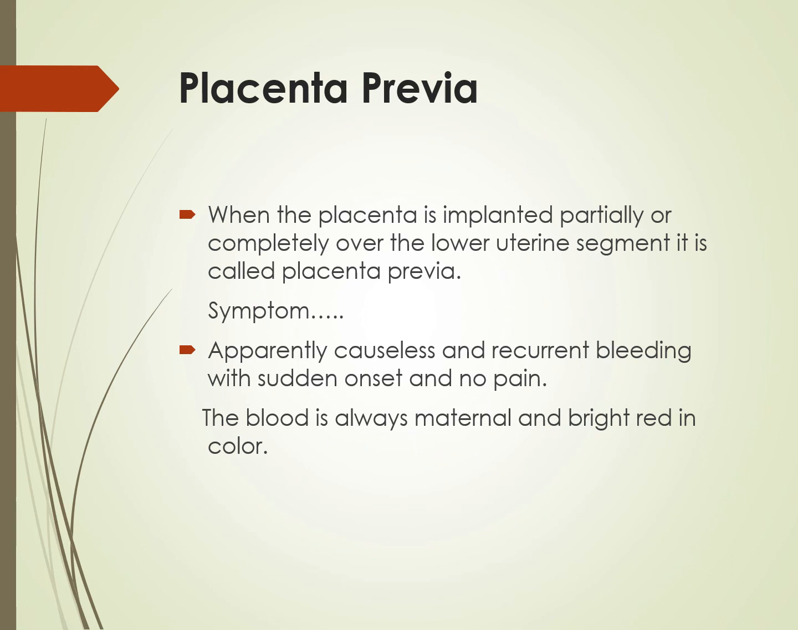Or in simple terms, what is this placenta previa? Ideally, the placenta is attached to the upper part of the uterus, and then the baby is below that. But if the placenta is attached somewhere in the lower part of the uterus, maybe completely covering the cervix, or maybe even partially covering the cervical opening, it is called placenta previa.